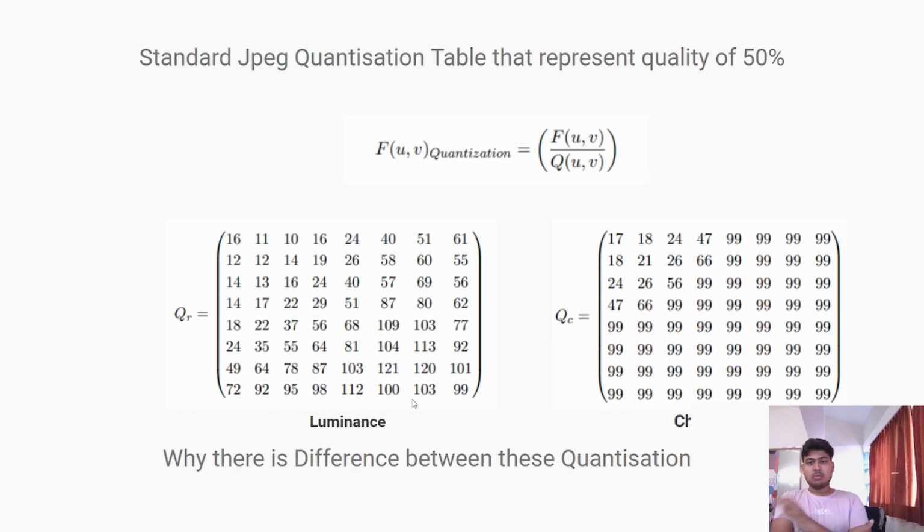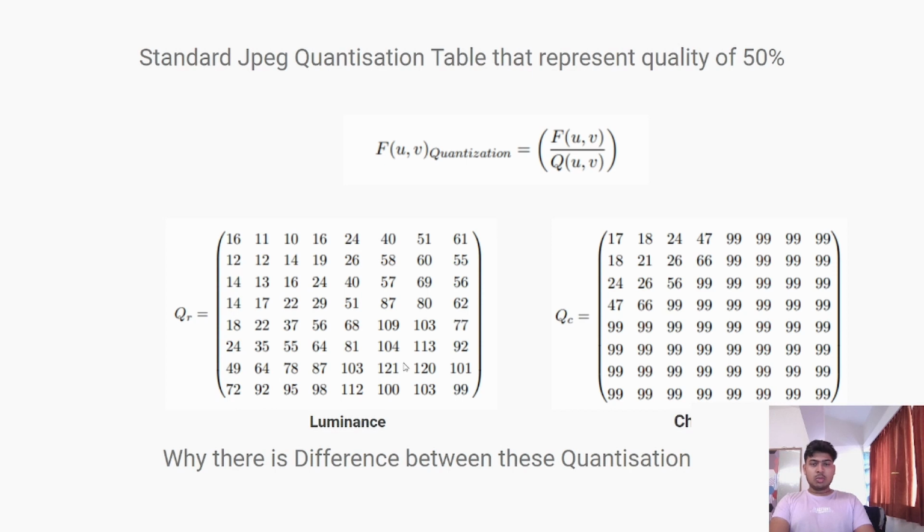Now there are some questions, right? What is F(u,v) after quantization? This is given by the original coefficient that came from DCT divided by the coefficient of the quantization matrix, which is Q(u,v). So F(u,v) new will be equal to the original DCT coefficient divided by Q(u,v) of this quantization matrix, which are given below.